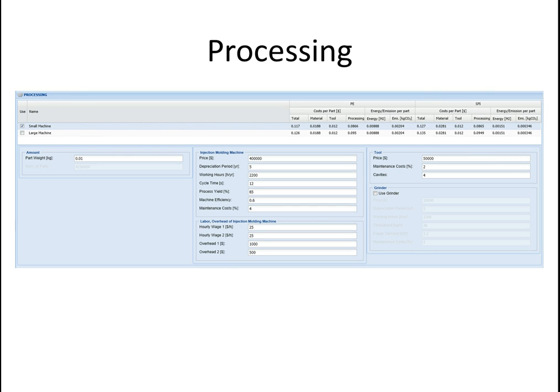This version assumes injection molding of parts only. In addition, as with the previous pages, there are assumed values such as a small machine or large machine and part size, as well as labor and overhead costs.